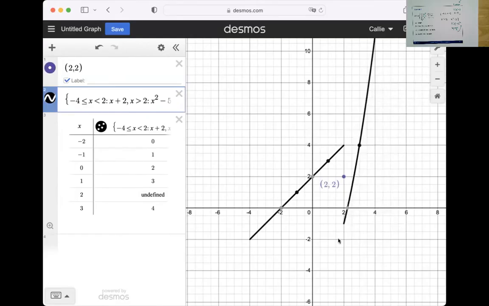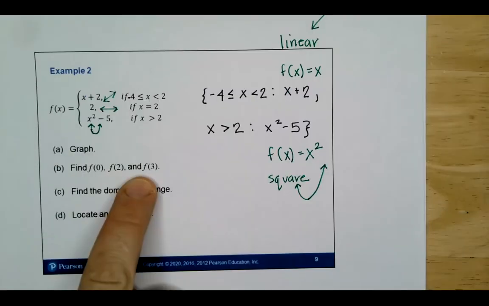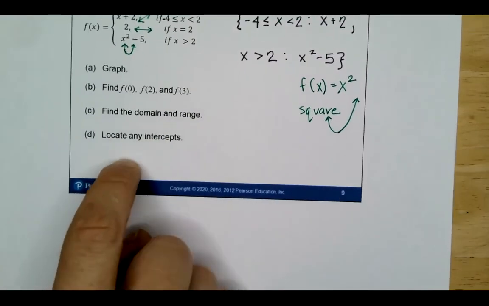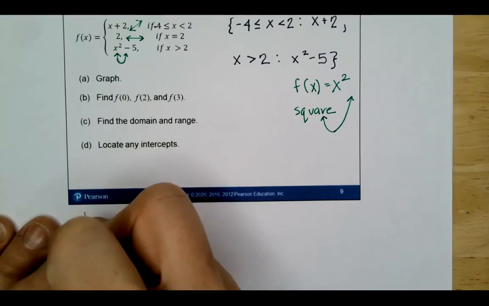So there are actually 3 different graphs, right? When f, and then it asks us to find f of 0, f of 2, and f of 3. Then to find the domain and range, and then locate any intercepts. So the same exact thing as example 1. Let's talk about part B.